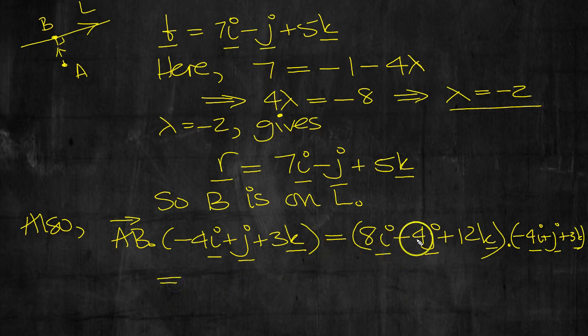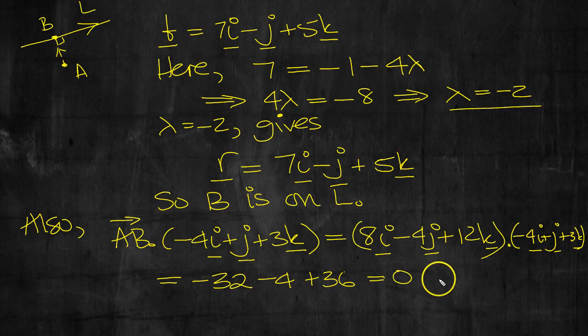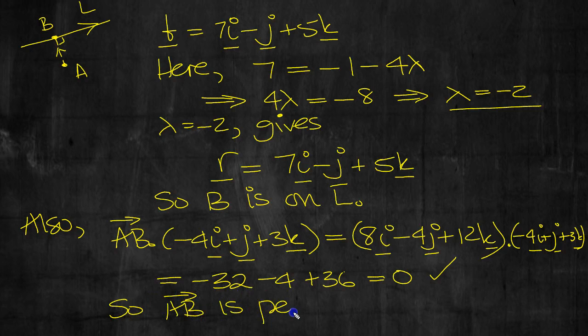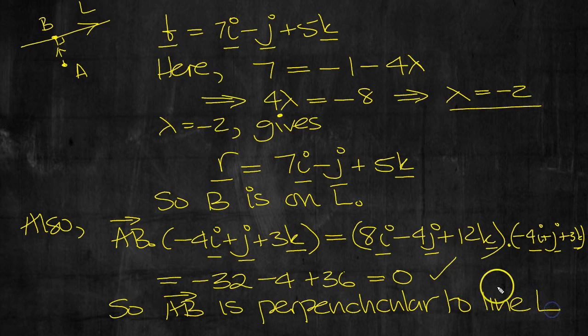Okay, what do we get? 8 times minus 4 is minus 32. Minus 4 times 1 is minus 4. And 12 threes are plus 36. So, yes, that's right. So, AB is perpendicular to line L. And that's the two things we needed to verify.